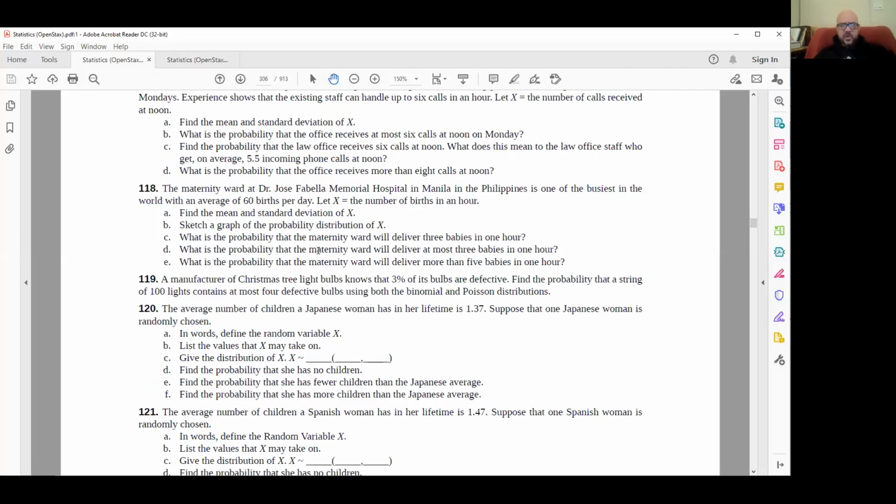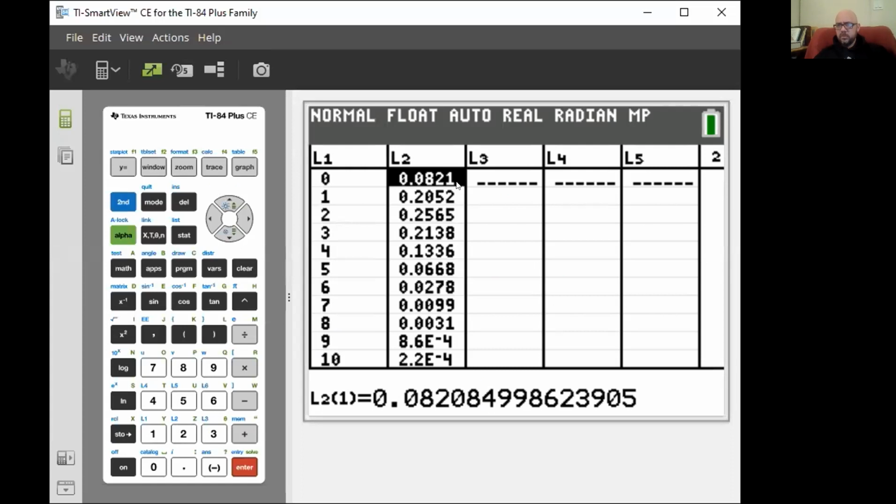What's the probability that the maternity ward will deliver at most 3 babies in 1 hour? So 0 or 1 or 2 or 3. I'm not going to do this one all the way out, but you would just add up the probabilities here. Probability of 0.0821 plus 0.2052, et cetera, up to here. Whatever that is, is the answer. It's probably 70-ish something percent.